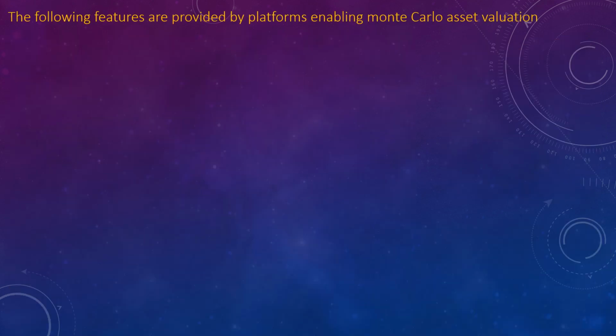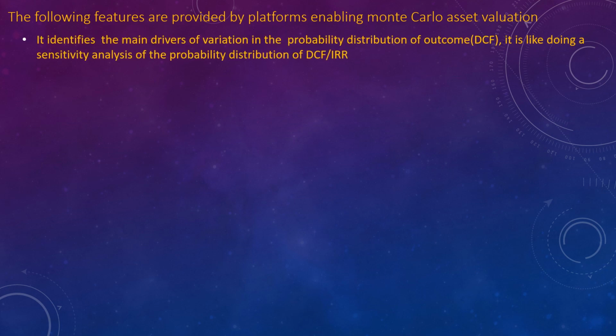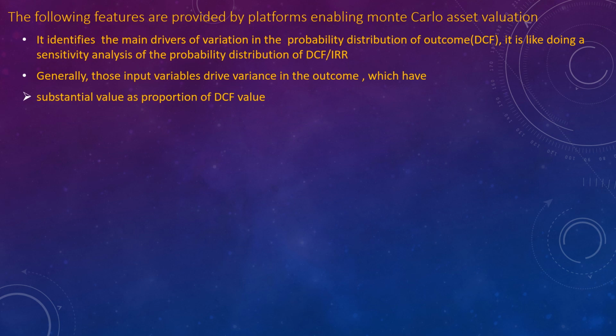The following features are provided by the platform enabling Monte Carlo asset valuation. It identifies the main drivers of variation in the probability distribution of outcome, which is the DCF, discounted cash flow. It is like doing a sensitivity analysis of the probability distribution of DCF or IRR. Generally, those input variables drive variance in the outcome which have substantial value as proportion of DCF value. Variables themselves have large variance.